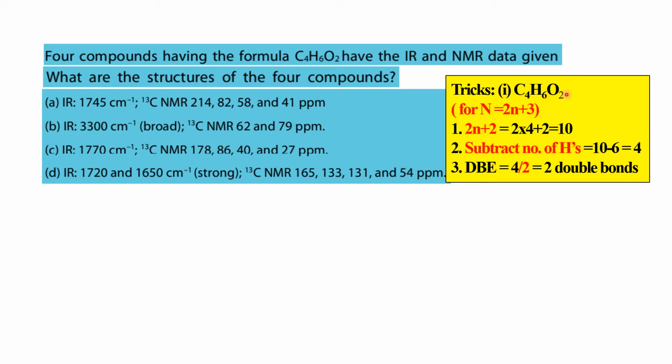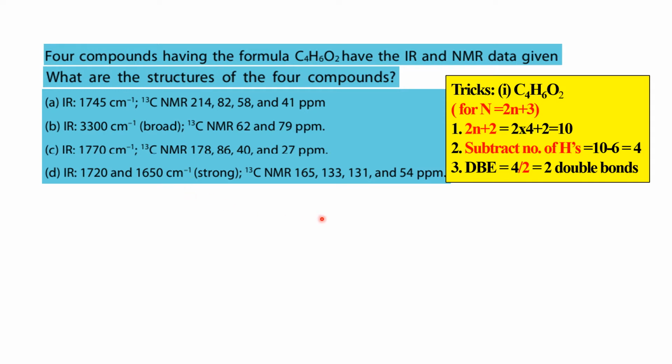If nitrogen is not there, then 2n plus 2, where n is the number of carbon atoms. So 2 into 4 plus 2: 4 twos are 8, plus 2 is 10. Subtract the number of hydrogens. How many hydrogens are there? 6 hydrogens. So 10 minus 6 is 4. So the number of double bonds is 4 divided by 2, which is equal to 2. 2 double bonds are there for these 4 compounds.